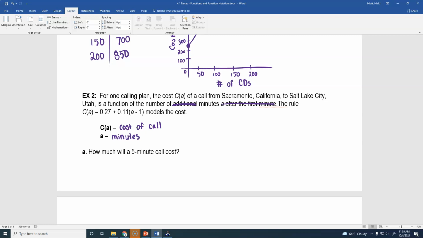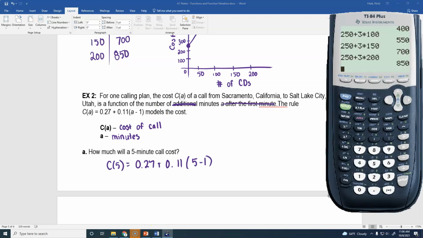So it looks like a complicated formula, but if we want to know how much a 5-minute call costs, we just plug it into this equation. So C of 5 would be 0.27 plus 0.11 times 5 minus 1. And that would give us 71 cents.